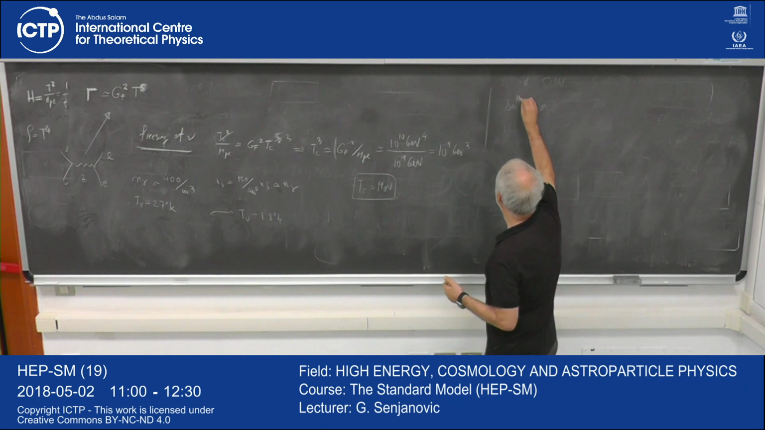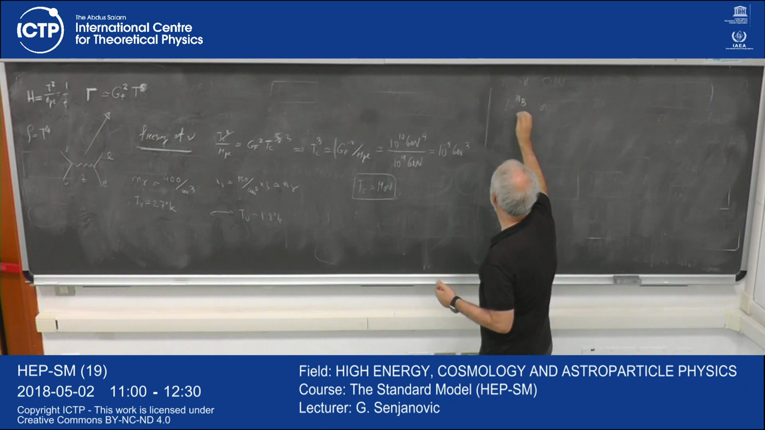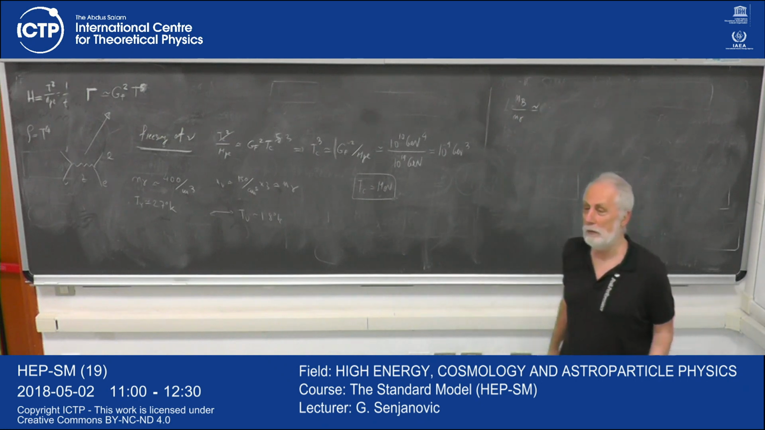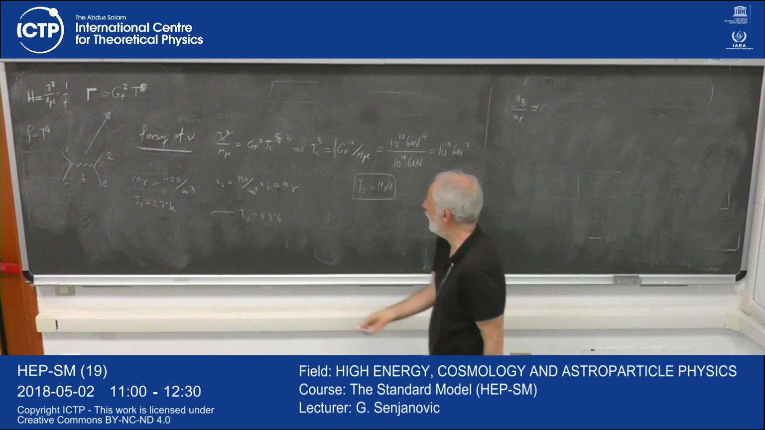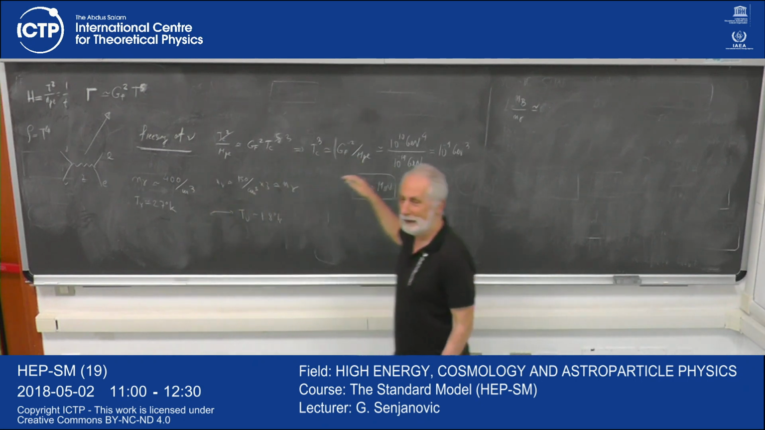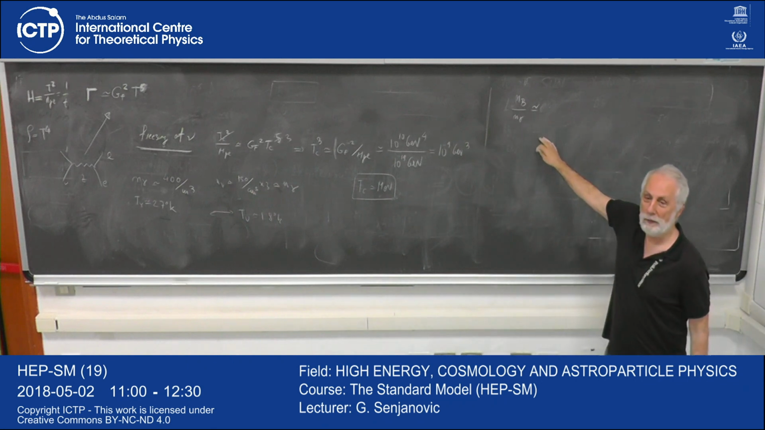A better thing is, what is the number of baryons, for example, divided by the number of photons? This is one number you should know in cosmology. It's good to know this number or that number. You can go from one to another. But this will be important that you know.